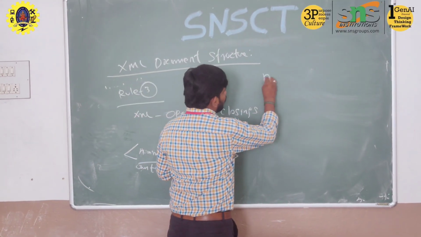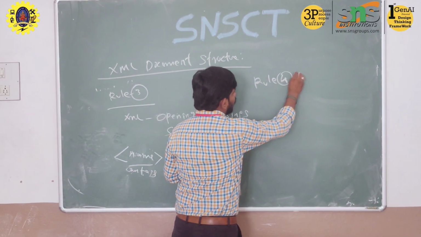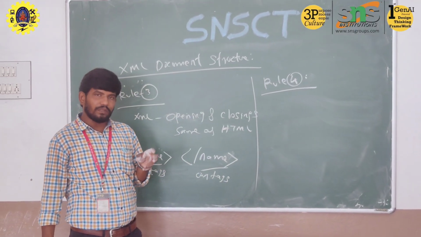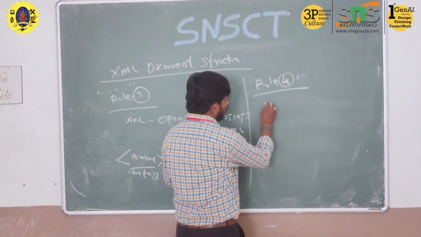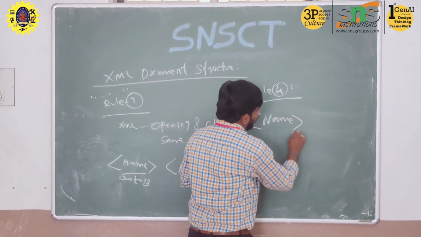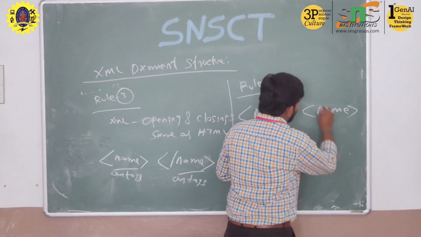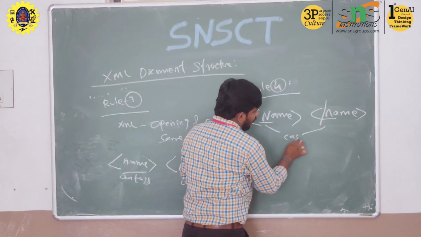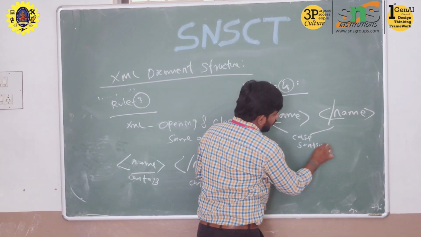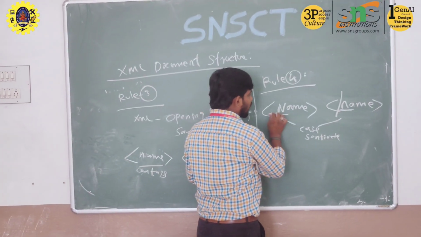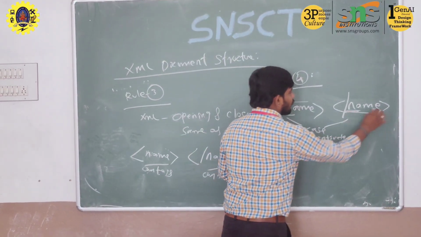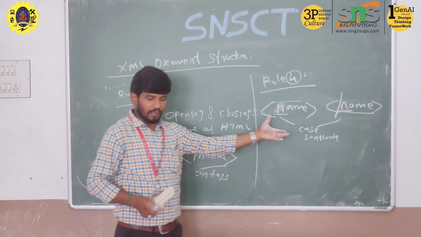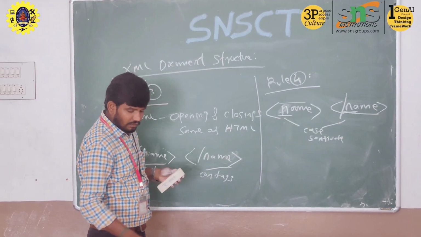Rule number 4: every XML document has opening and closing tags that are case sensitive. Suppose the opening tag is lowercase name and the closing tag is uppercase. This is case sensitive, so XML cannot accept this kind of misuse. This is another element, not the same element. If we use only lowercase n, then it is the same element.